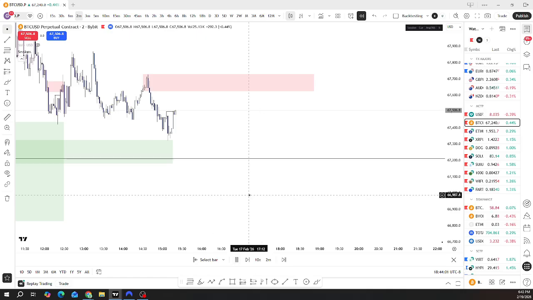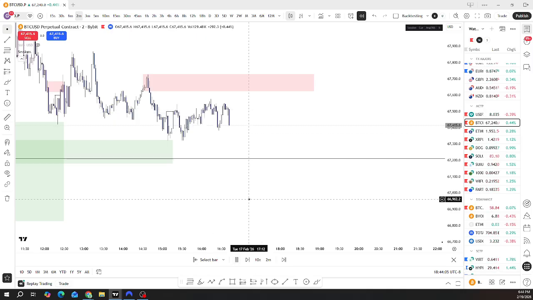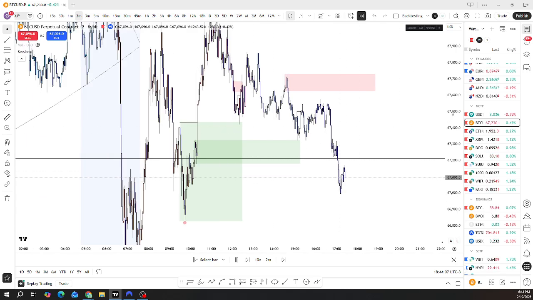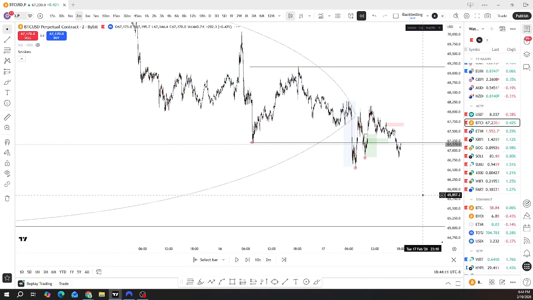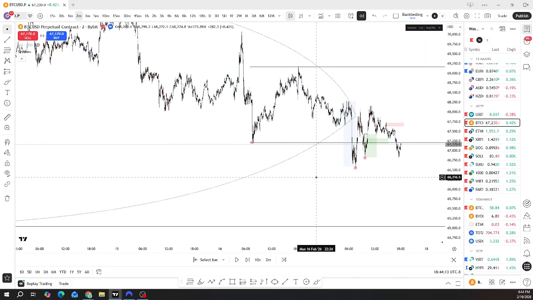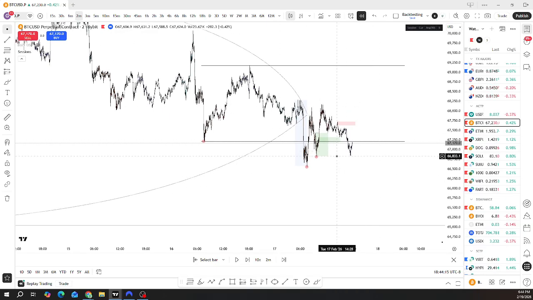And then we saw price coming lower there. So by that time, the model was looking pretty ugly. We were putting in equal lows here. Not really of interest to trade any longer.